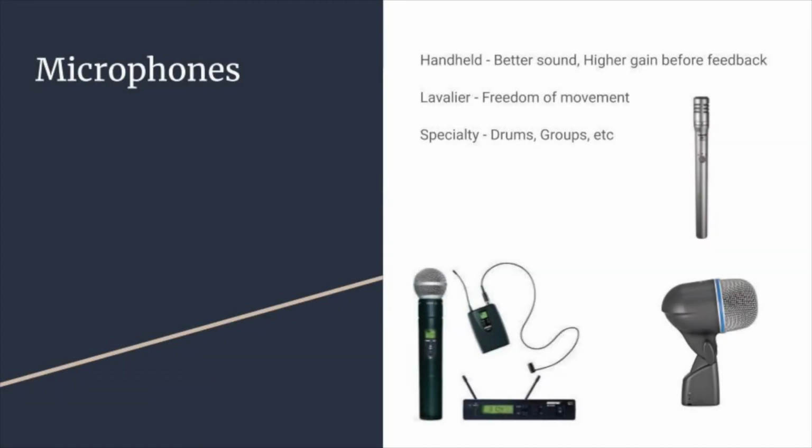There are many different types of microphones. Let's talk about some of the most common ones that we encounter. Your handheld or wireless handheld can be wired, but typically you have a wireless. They're used for better sound quality and they have a higher gain before feedback. All that means is you're able to turn it up louder before you start having feedback issues in the room.